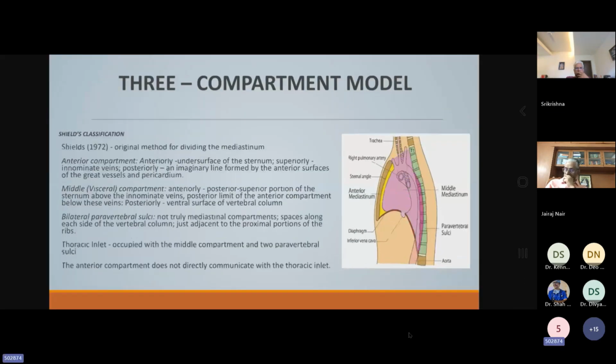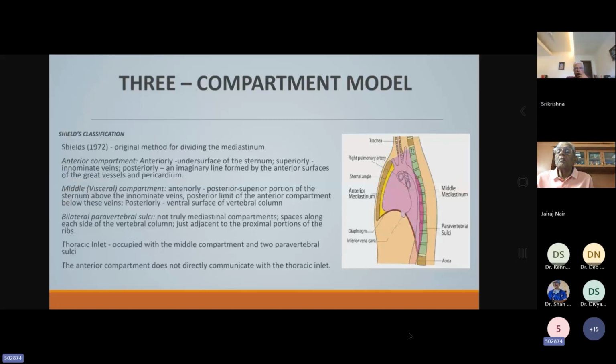Shields classification. According to Shields in 1972, the original method of dividing the mediastinum, the anterior compartment is formed anteriorly by the undersurface of the sternum, superiorly by the innominate veins, and posteriorly by an imaginary line formed by the anterior surface of the great vessels and pericardium. The middle visceral compartment is formed anteriorly by the posterior superior portion of the sternum above the innominate vein, the posterior limit of the anterior compartment below these veins, and posteriorly by the ventral surface of the vertebral column.